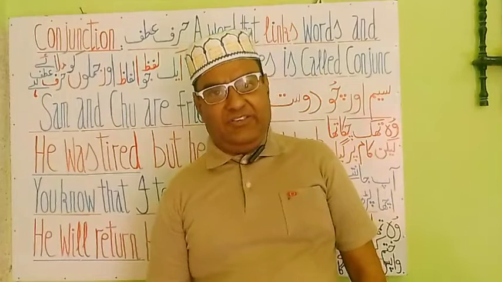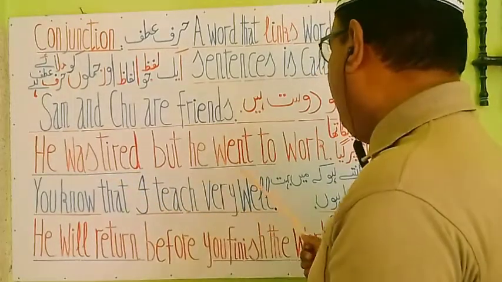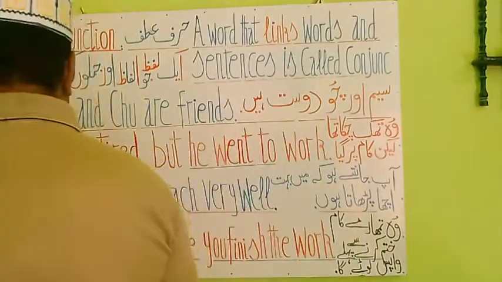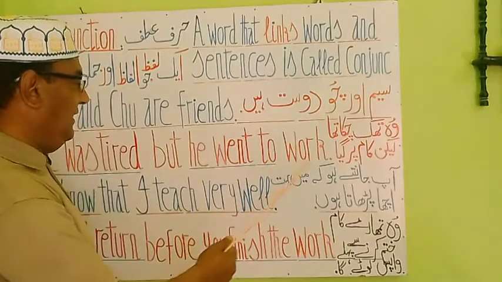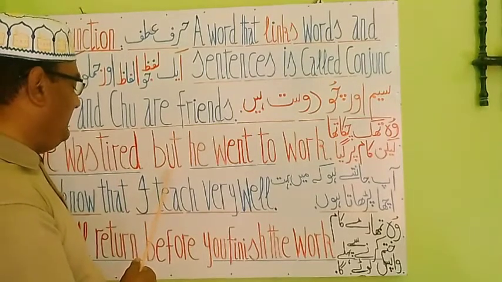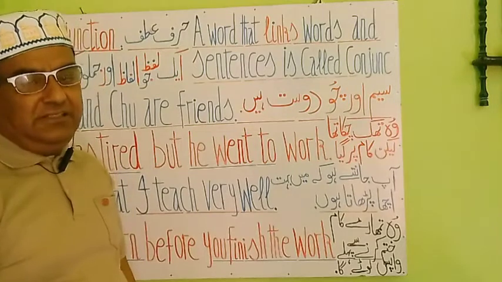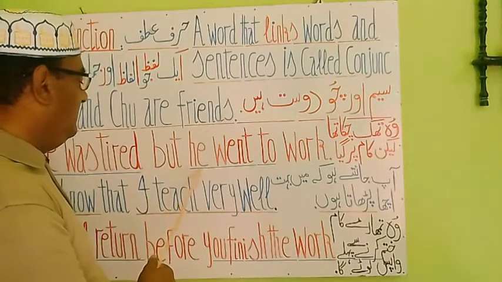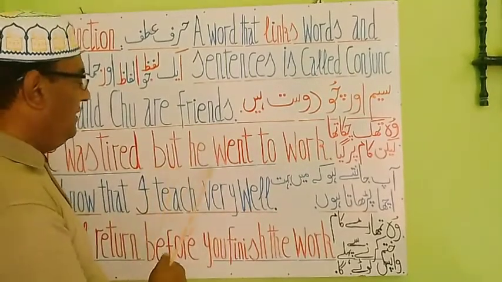Let's set another example. He was tired, but he went to work. So here see the first statement. First phrase is he was tired. He went to work. But is a conjunction because it links two sentences, two statements. It links two phrases. First statement is he was tired, but, and second statement is he went to work.